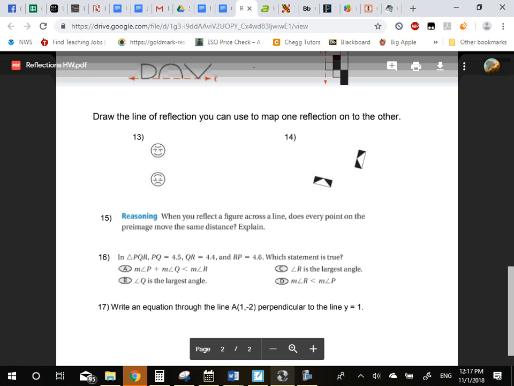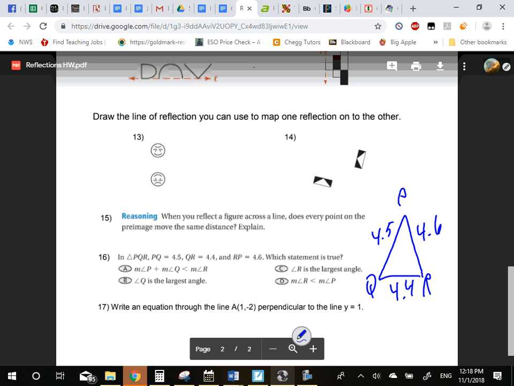In triangle PQR, let's draw the triangle. PQR. We know that PQ is 4.5. We know that QR is 4.4. And I know that RP is 4.6. What statement is true? Say we're dealing with angles.